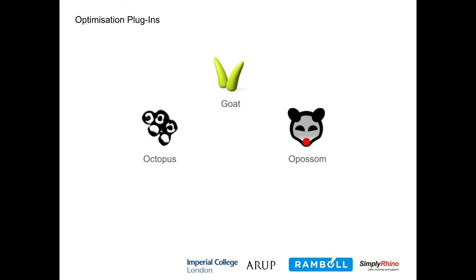Opossum is slightly different. It uses machine learning to try and find the optimum solution, so it's a slightly different algorithm. You've also got Goat. I'm not entirely sure what that does, to be honest. I've never actually used it. But yeah, there's different ways of optimizing stuff that you can try out in Grasshopper.